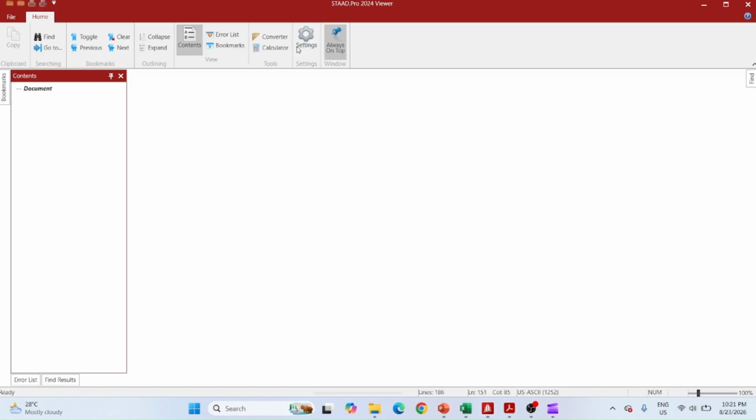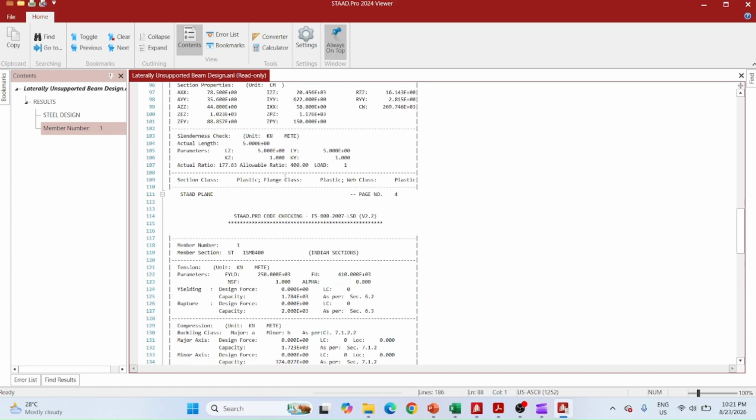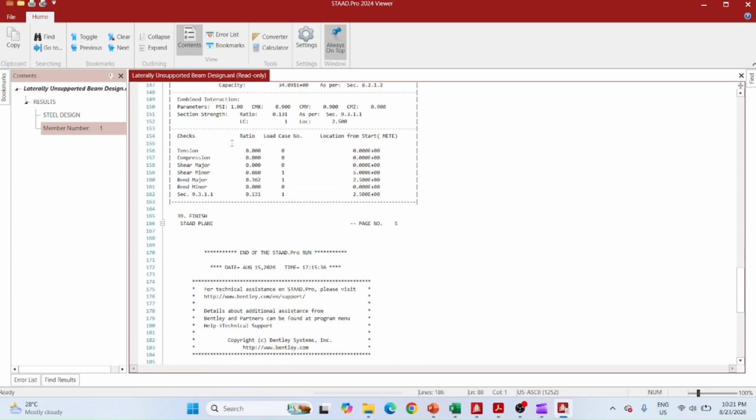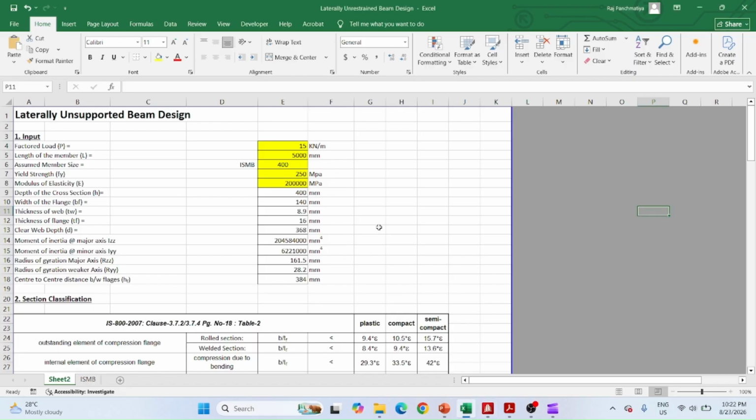You can check in the analysis output. If you see here, it has given the utilization ratio of this beam in all the loads, that is in tension, compression, major axis shear, minor axis shear, and bending about major and minor, and finally the interaction ratio. You can see the values of the ratios, and what we are going to do is design this beam manually using an Excel spreadsheet, and we are going to verify whether we are getting correct results from STAAD.Pro or not.